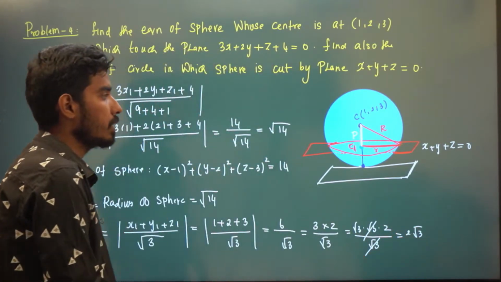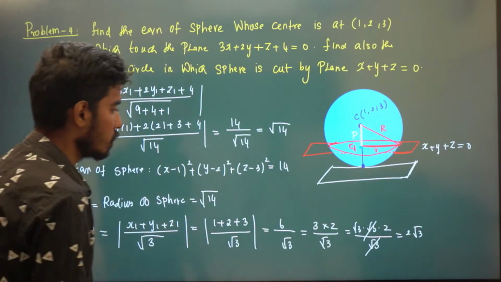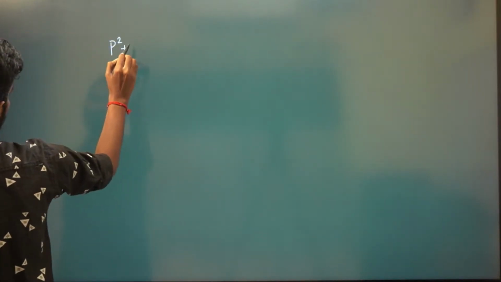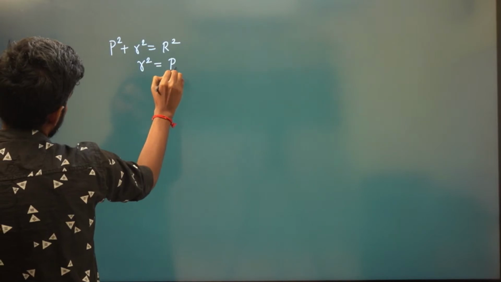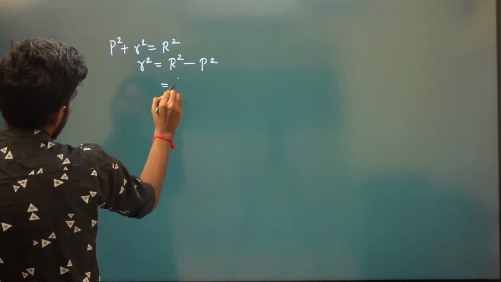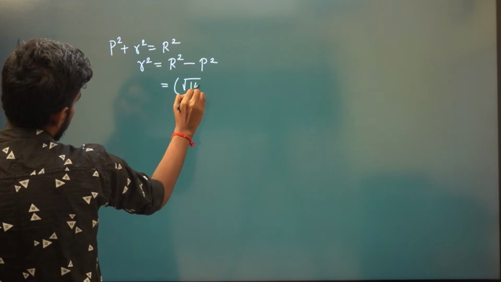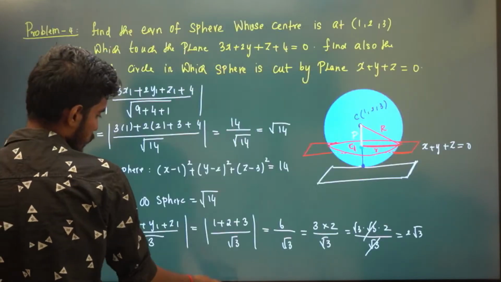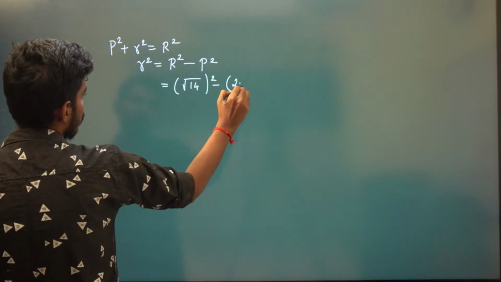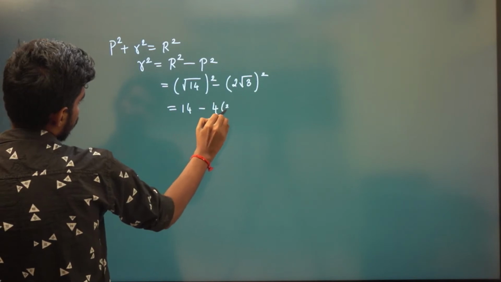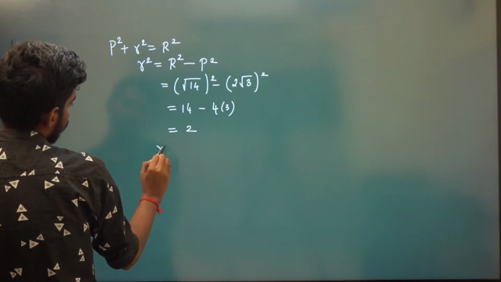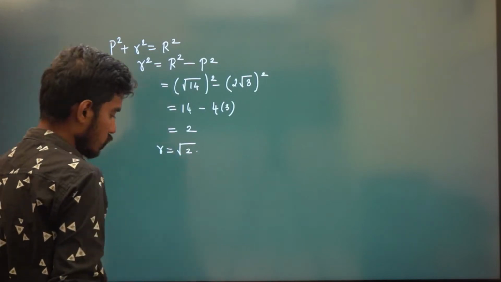So 2 root 3 is the perpendicular distance, and we know p square plus small r square is capital R square. So small r square is capital R square minus p square. This is root 14 whole square minus 2 root 3 whole square. So root 2 is the radius of the circle.